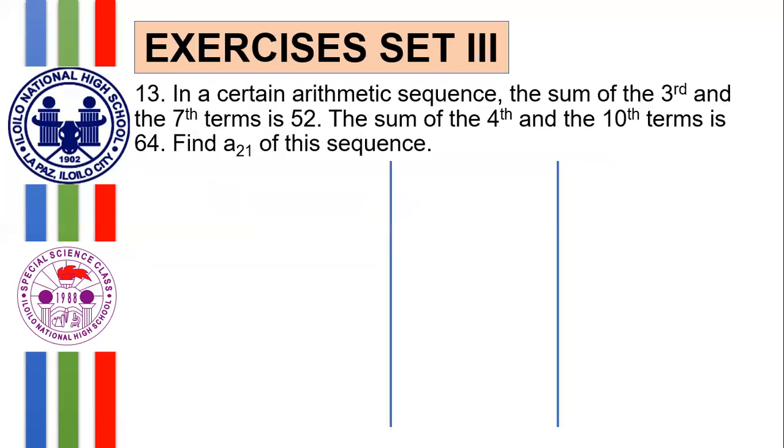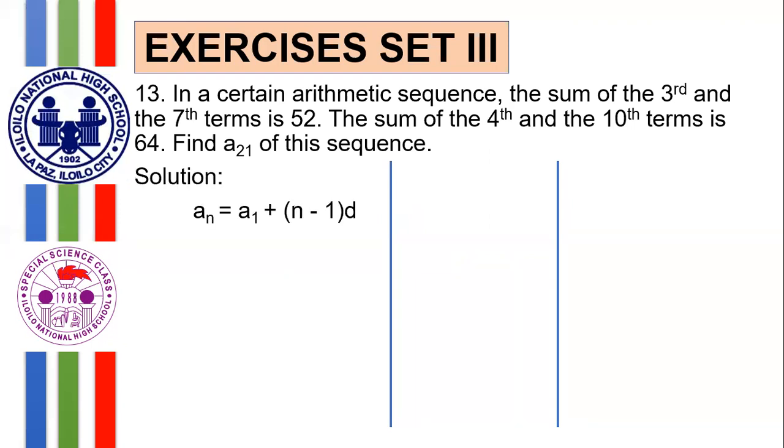In a certain arithmetic sequence, the sum of the third and the seventh terms is 52. The sum of the fourth and the 10th terms is 64. Find a sub 21 of this sequence. There are many ways of solving this problem. Others use shortcuts. Others have to find the value of a sub 1 and d. And for the meantime, I will be presenting to you this solution.